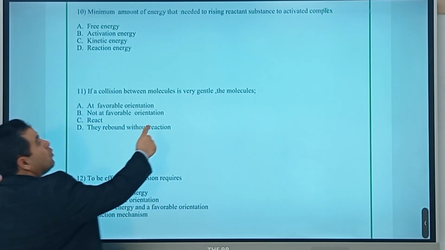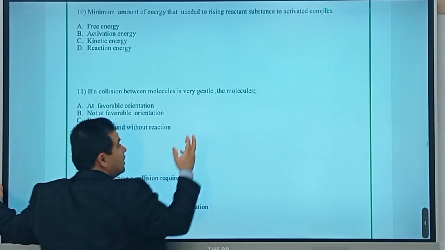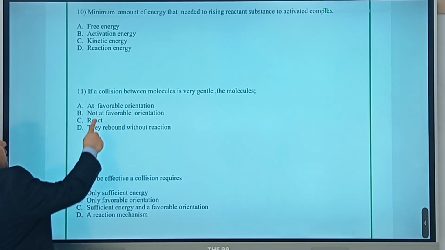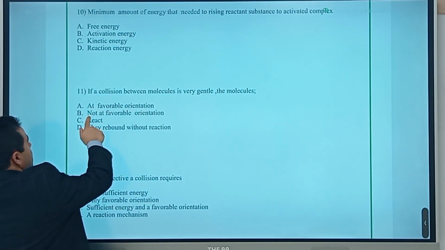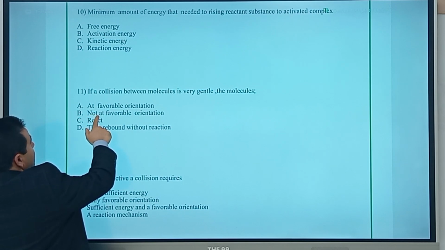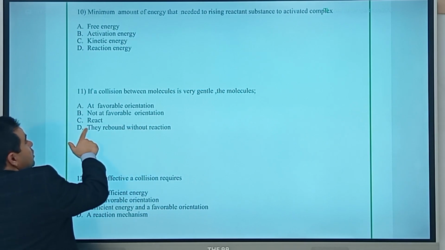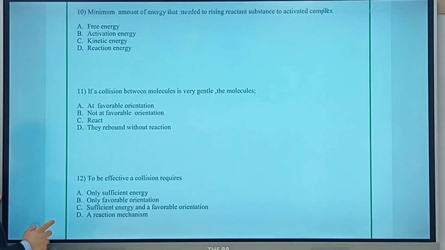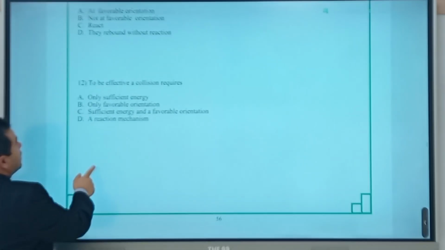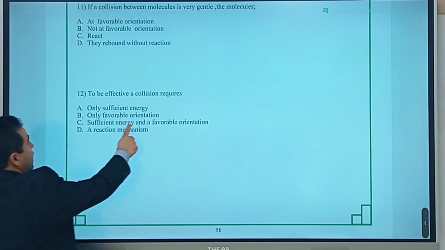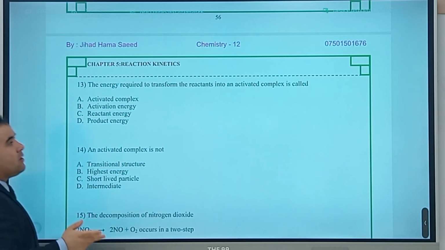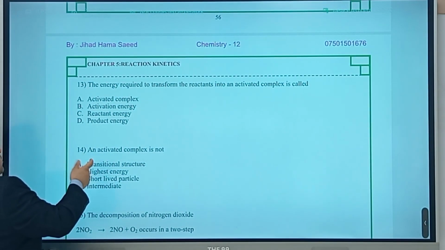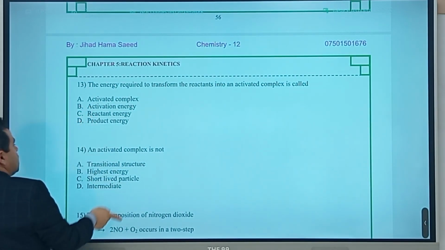If a collision between two molecules is very gentle, that means it's lacking of energy. At favorable orientation, reactants rebound without reaction, because there will not be an effective collision. To be effective, collision needs sufficient energy and favorable orientation. The energy required to transfer the reactant into activated complex, again this appears in ministerial exam question twice, activation energy.